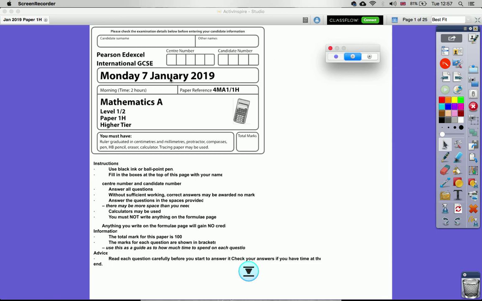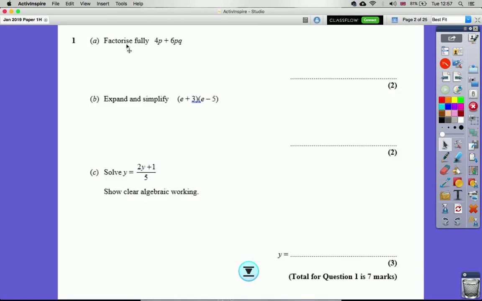So we're going to start with question number 1, which is a factorizing question. 4p plus 6pq. What we're going to do is find the highest common factor of both the terms. In terms of number, the highest common factor is 2. In terms of letter, it's p. So I can take 2p out of the brackets, which will leave us with 2 plus 3q.